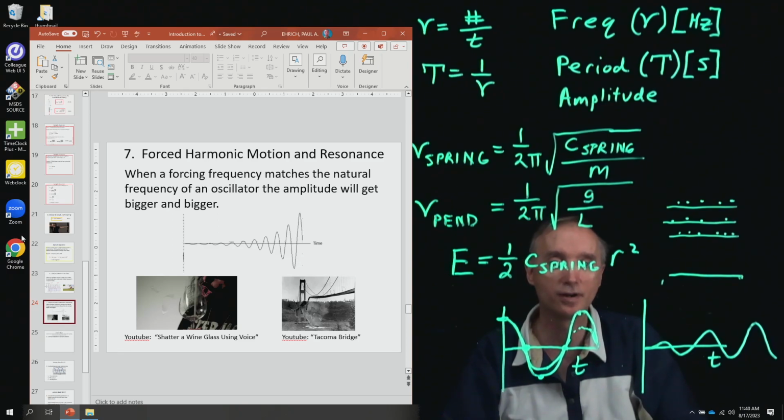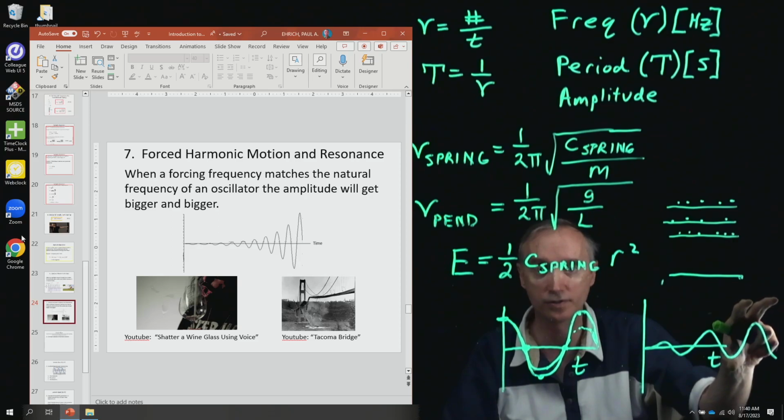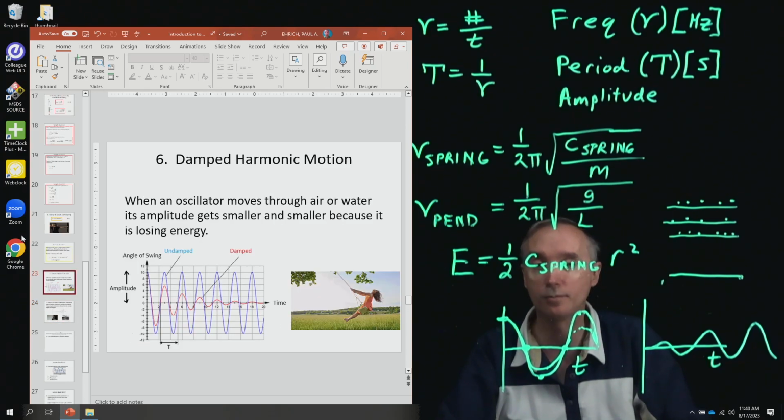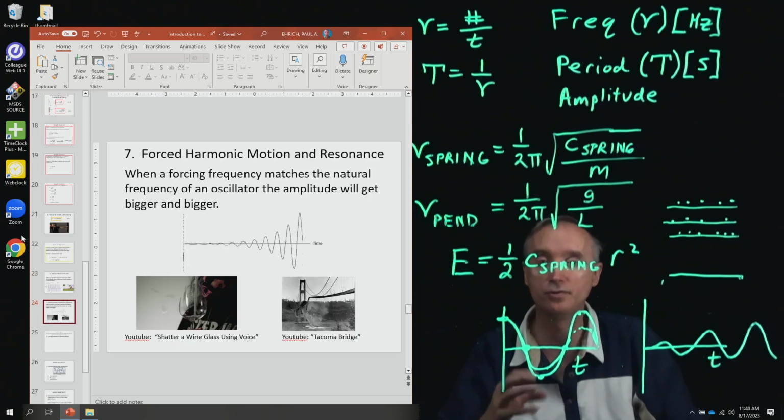So you don't want to mess around with resonance and forced harmonic motion. There are formulas for how to calculate the frequency and how to predict how the energy is going to change as a function of time, and there are also formulas for damped harmonic motion. We're not going to do it, so I just want you to be able to describe to me what it is.